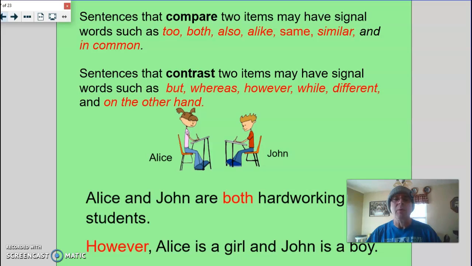Okay, so this is one thing we want to talk about. One thing we want to get in our minds is these words here: too, both, also, alike, same, similar, in common. If you see those words used in reference to something, that is a comparison. That's telling you how they're alike. But if you see sentences with the words but, whereas, however, while, different, or on the other hand, that is telling you that they're contrasting. They're showing you differences. I'm going to write a couple of sentences here and we're going to look at them.